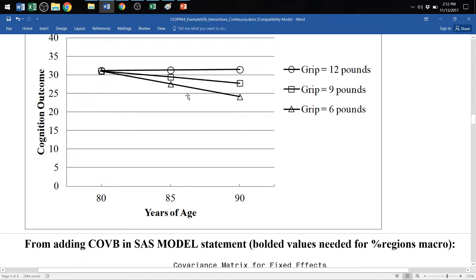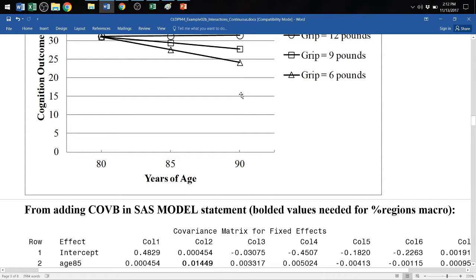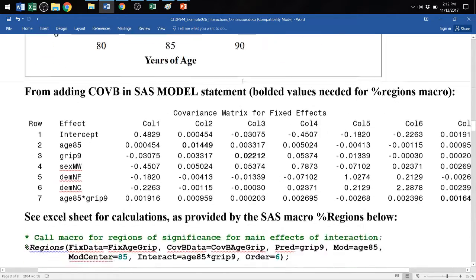So then, how many people in my sample have these levels of grip strength? Then I can talk about what proportion are expected to have a negative age slope versus a non-significant slope.